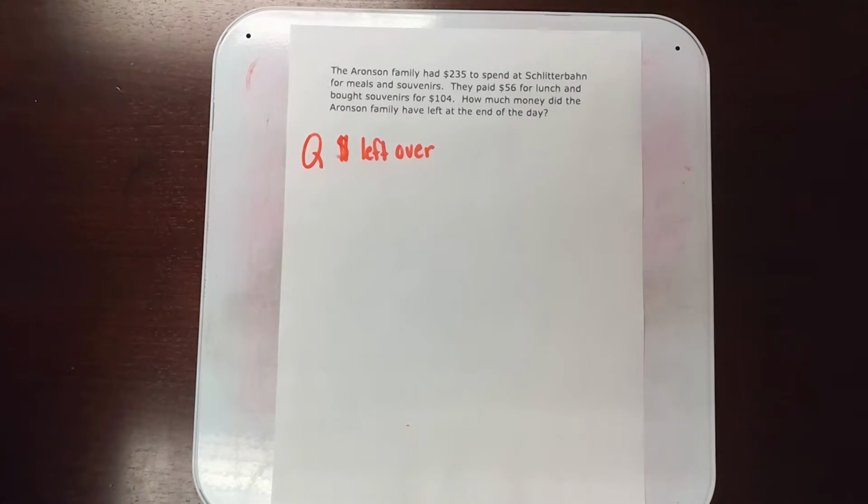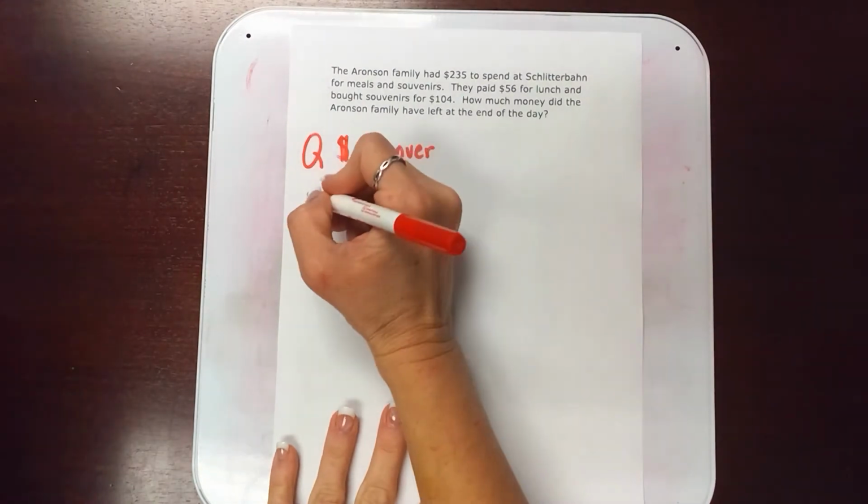And sometimes the question sentence also contains data. For instance, if the question had said, if the family paid $104 for souvenirs, how much money did the family have left at the end of the day? I don't want to leave that question sentence without identifying the data that it has in there as well. Because once I leave a sentence, I don't want to come back to it. All right, so this question sentence does not have any other data.